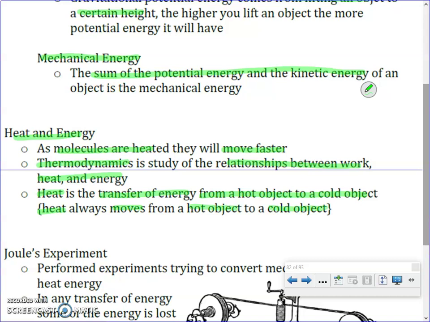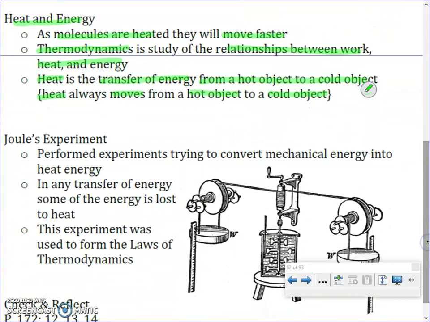The first law of thermodynamics. Joule's experiment. Joule performed experiments trying to convert mechanical energy into heat energy. In any transfer of energy, some of the energy is lost to heat. This experiment was used to form the laws of thermodynamics.